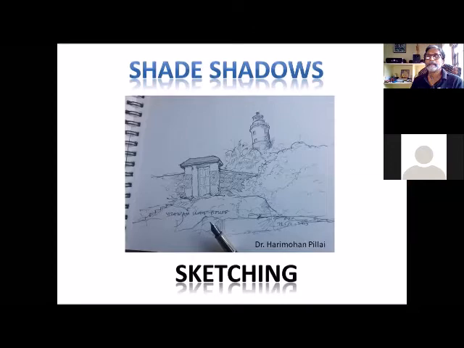And even on the lighthouse, there is very little shadow, just a little shade. Otherwise, there is no shadow at all. That means it is noon time, around 12 o'clock, so very little shadow is formed.